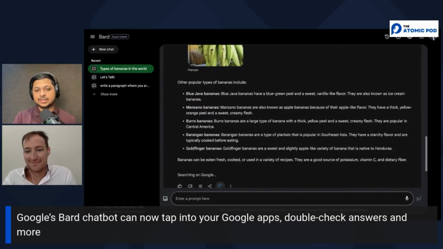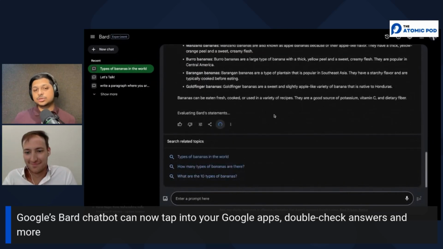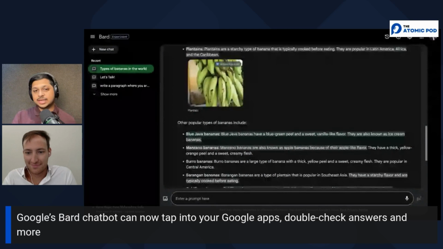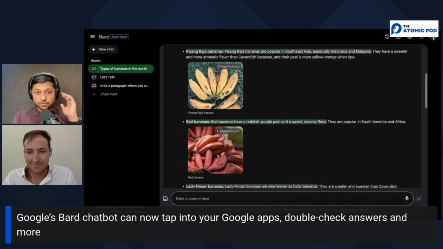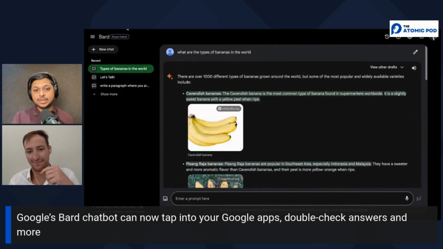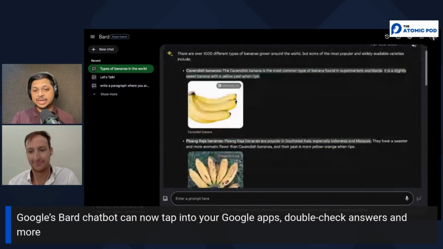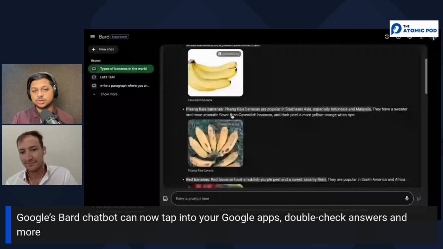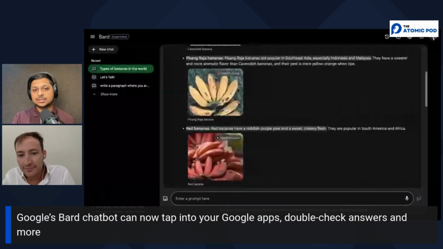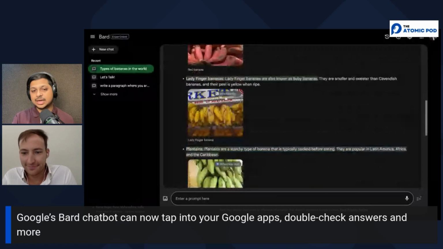If I click here, it is going to open Google. It is going to search for a few results, and then it is going to tell me what is actually genuine, what is wrong, what is correct. If you look at it, it has highlighted stuff that is fact checked through Wikipedia. Then this is through miamifruit.org. This is through Healthline. This is through Wikipedia. This is through Britannica again.